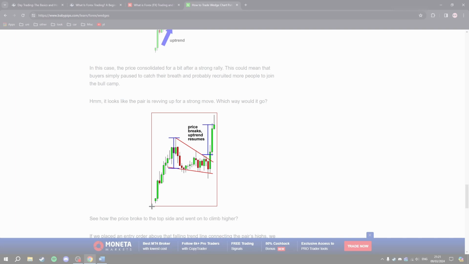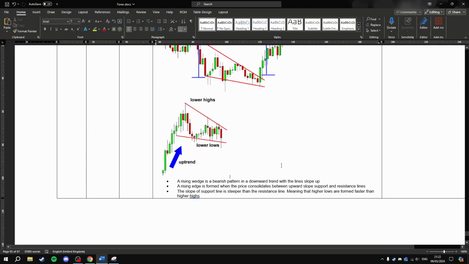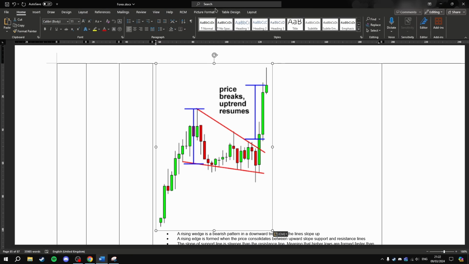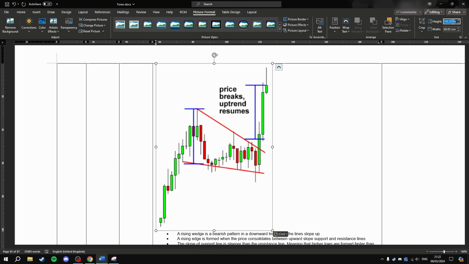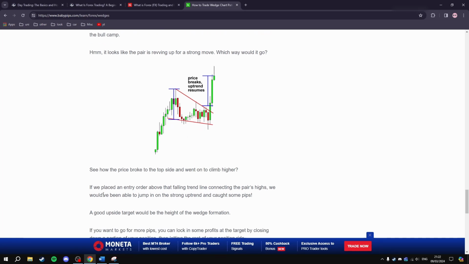Let's get a better photo of that. See how the price broke to the top side and went on to climb higher? If we placed any entry order above that falling trend line connecting the pair's highs, we would have been able to jump in on the strong uptrend and caught some pips.